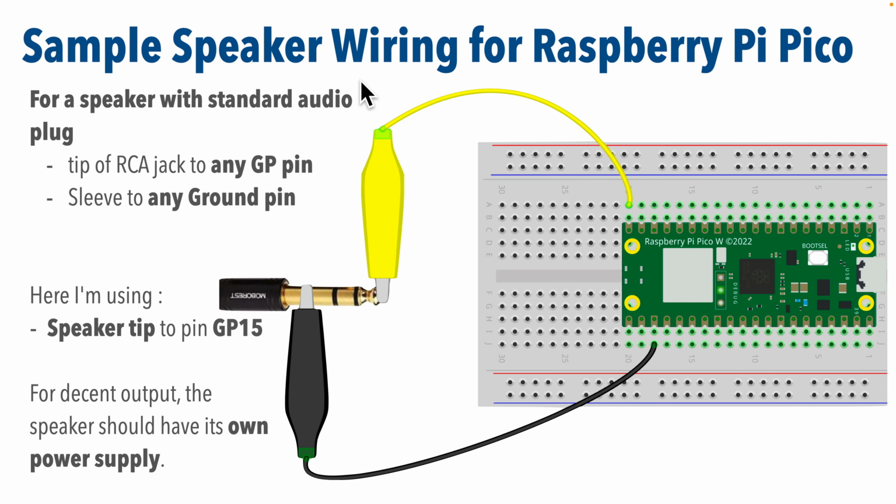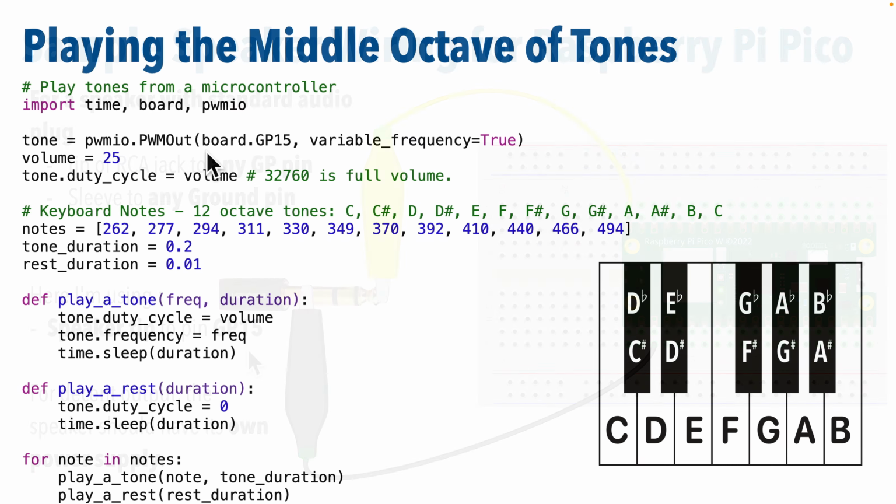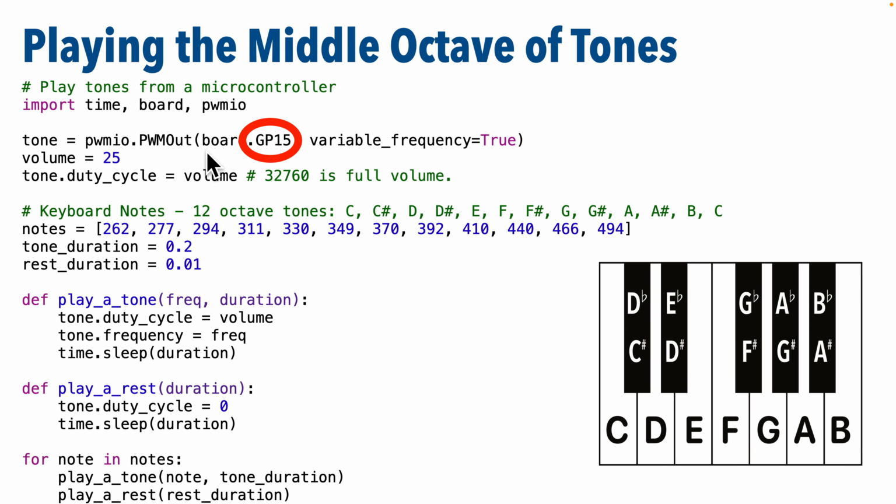We'll use the same audio wiring from earlier lessons where we played sound. Remember, you can use any speaker with a standard audio plug. Just clip the base wire to the ground wire, and the audio in can go to any digital pin. Here I'm using GP15. That's the pin in the upper left-hand corner if your board is oriented this way. Just make sure you have the pin right, since it may have moved from the last lesson. So back to the code, when creating the PWMOut object, I'm going to pass in board.GP15.